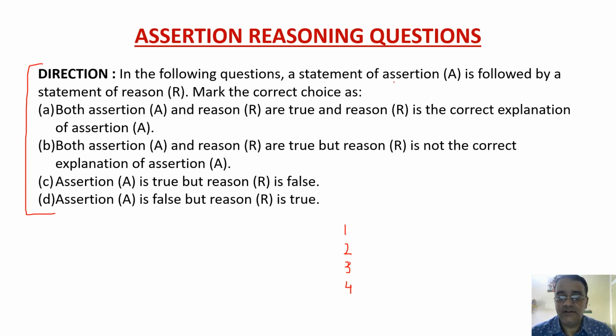So if both assertion and reason are correct, then you have to check whether reason explains assertion or not. अगर explain कर रहा है तो option A, नहीं कर रहा है तो option B. अगर दोनों में से कोई एक भी गलत है तो accordingly you have to select C and D. So let us start with the first question.